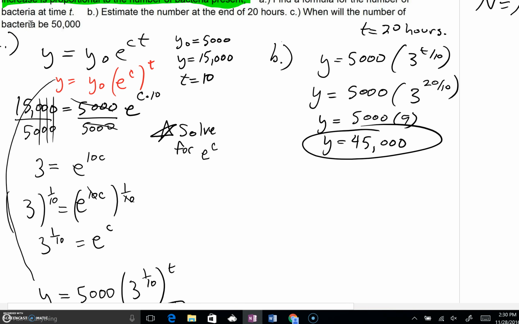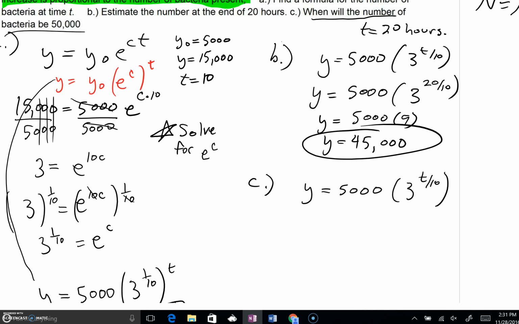Okay, continuing on with part C of example 1, we have our equation, but the big question is, when will the number of bacteria be 50,000? Now again, that equation that we're looking at is y equals 5,000 times 3 to the t over 10. Now again, it can be very, very tempting to think that this problem can only be done with a calculator, but I do want to point out that you could still solve and get an answer without using technology.